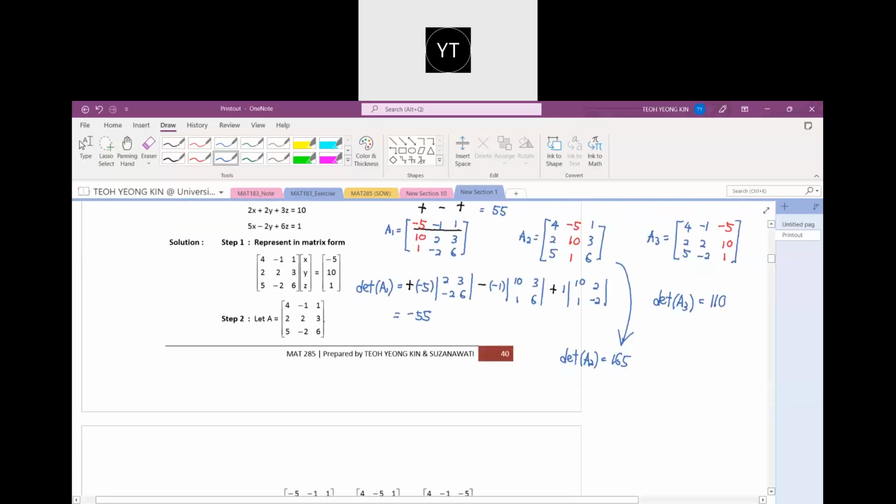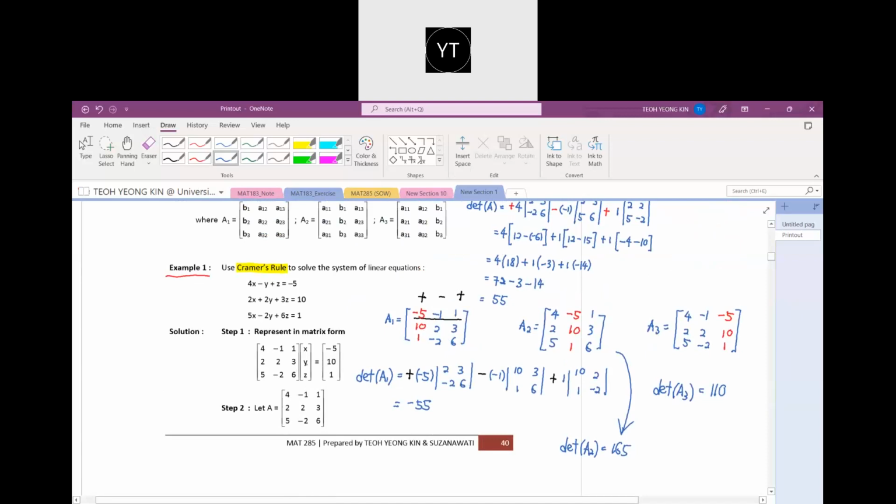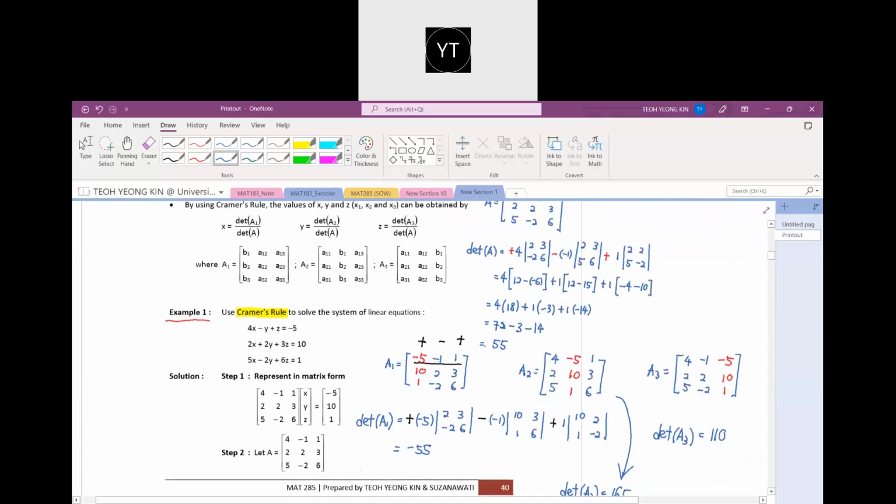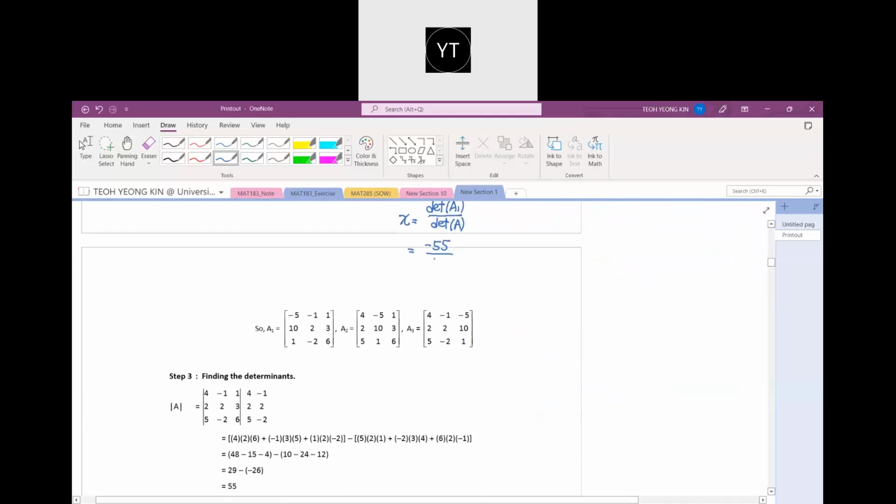And then finally, the variable is x, y, and z. So how are we going to find x? X will be determinants of A1 over determinants of A. Where the determinants of A1 is negative 55. Determinants of A, yang pertama ni, A ni, is 55. So this one, after we simplify, x is negative 1.